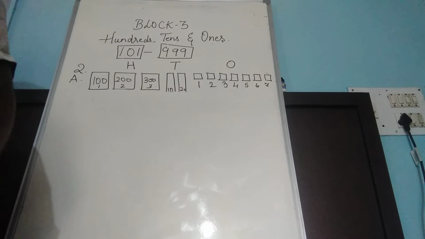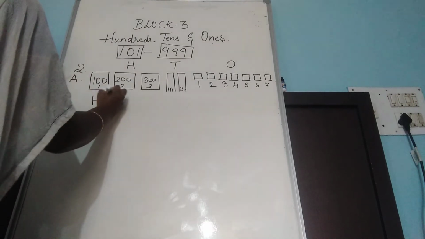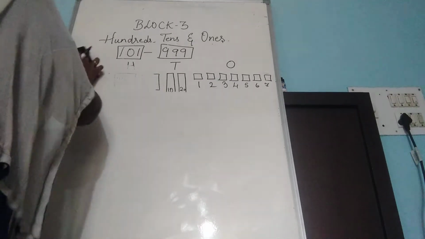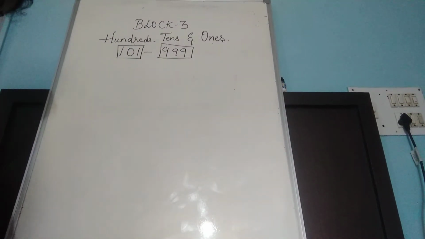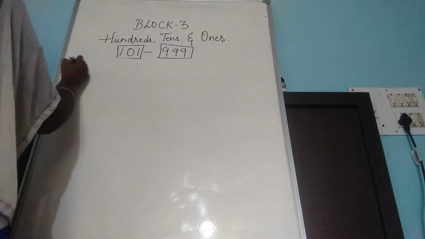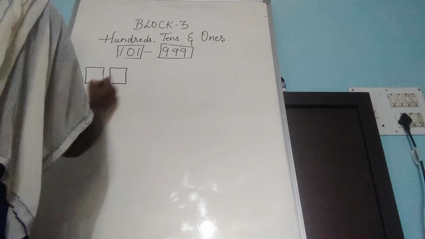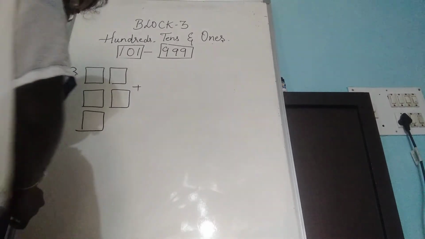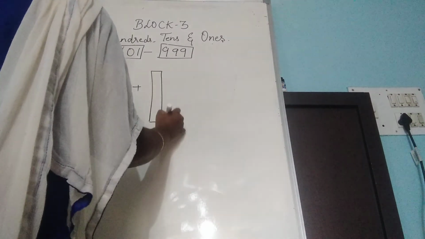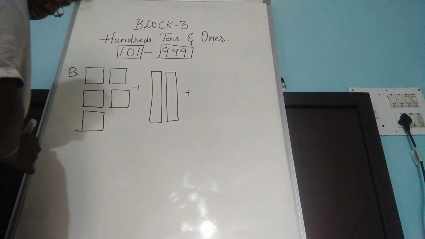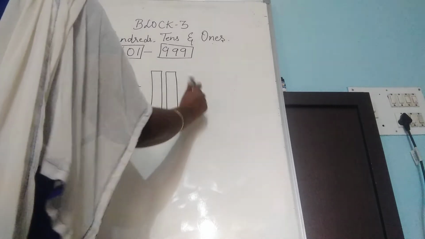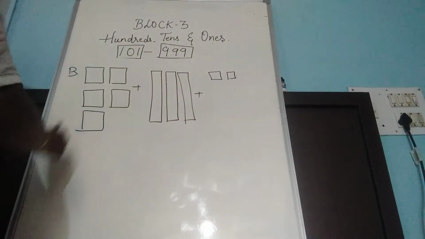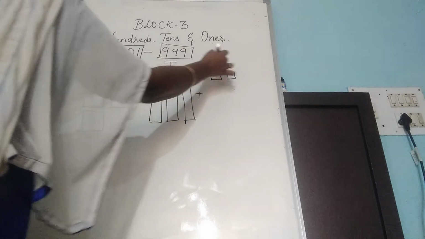The answer for this is, you should write like this, HTO 327. The next one is B. Big squares, you have 5. Then tens, you have 3, sorry. And ones you have 2. So this is your hundreds column, tens column, ones column.